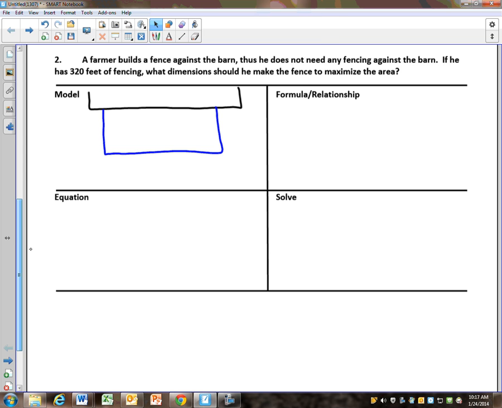There's my fence. Got a lot of grass in there. I've got some type of mutant animal that's living in my pen. I have no idea what it is. It's a cat pig.